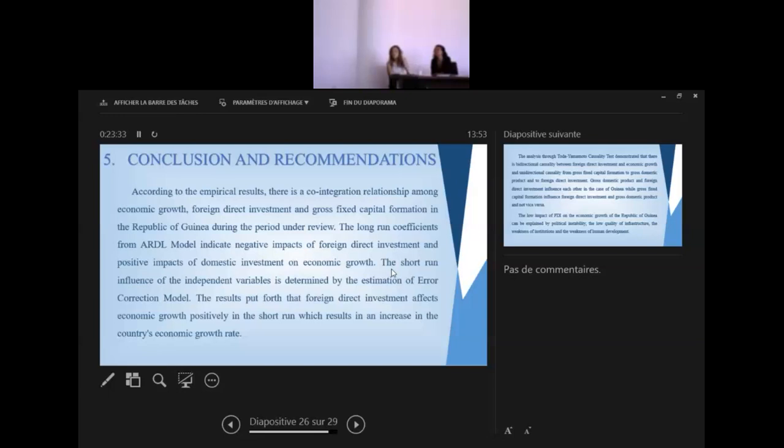In the short run, the influence of the independent variables is determined by the estimated error correction model. The results show that economic growth is affected positively in the short run by foreign direct investments. And for the domestic investment, not concluded because we got both positive and negative signs.